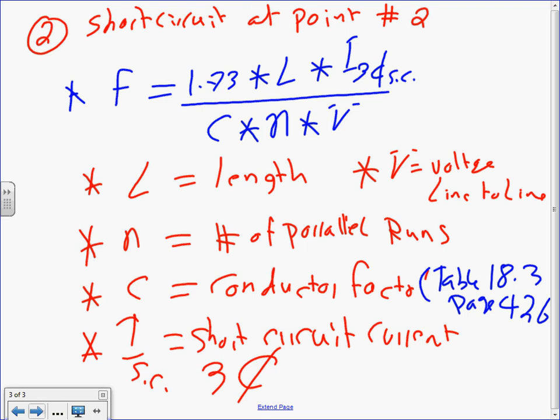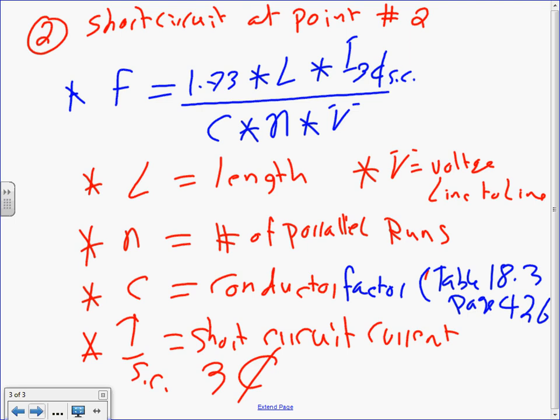This table will give you the C value, the C value for all the conductors that you're going to be encountering. Any questions, guys, about this? The conductor factor. Okay, let's go plug it in, shall we?